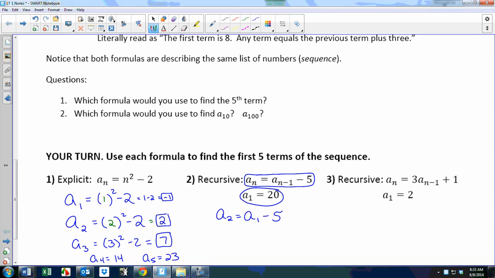So to find the second term, it's telling you take the first term, 20, and subtract 5. So take your 20 and subtract 5 and get 15. There's your second term. Your third term, take the 15, the second term, and subtract 5.